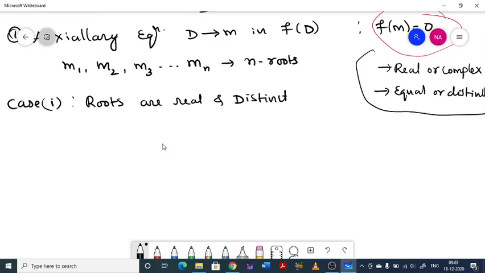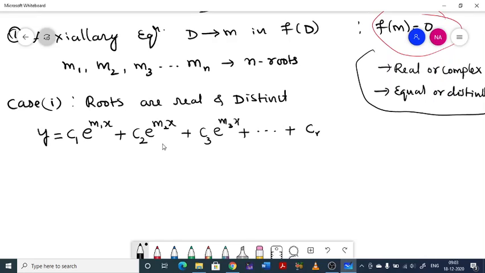Roots are real numbers and they are distinct. In that case, the solution will be y equal to constant 1, C1, into e^(m1 x) plus constant 2 e^(m2 x) plus constant 3 e^(m3 x). This should be continued till the last root, constant n e^(mn x).